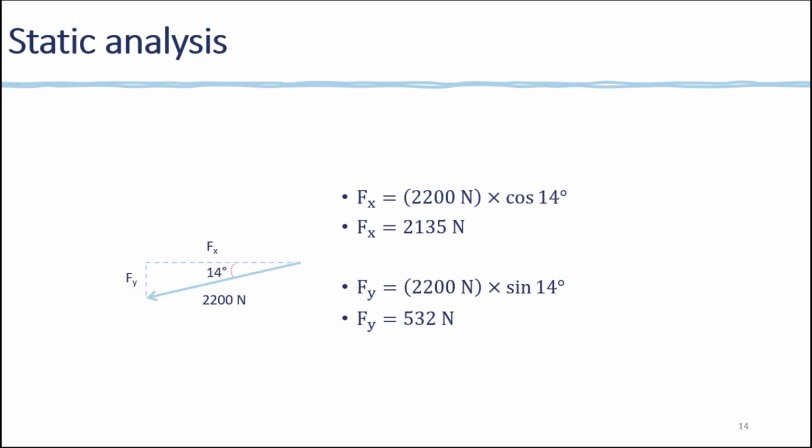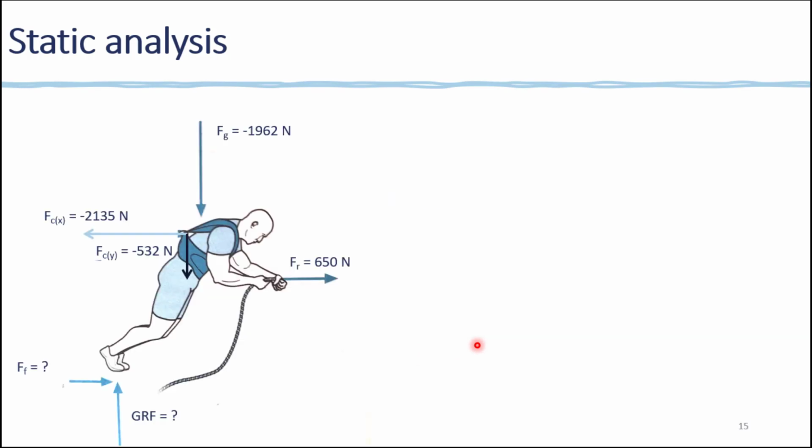Okay, so if we just use trigonometry, we find that the horizontal component is 2,135 newtons and the vertical component is 532 newtons. So if we redraw the free body diagram with that force resolved into its components now, it would look like this. So we have the force of gravity acting down on Brian, which is 1,962 newtons.